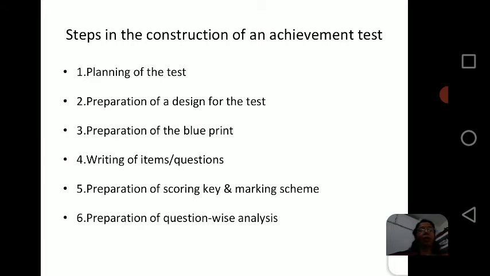1. The planning of the test. 2. The preparation of the design for the test. 3. The preparation of the blueprint of the test. 4. Writing of items or questions. Both are the same, items and questions are the same. Then the fifth one is preparation of scoring key or marking scale. Then the sixth step is preparation of question wise analysis. Let us explain one by one.